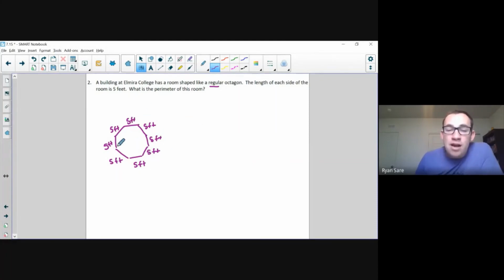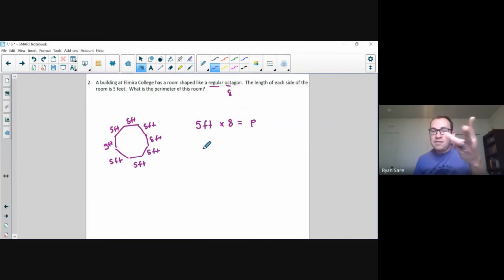So how many sides are there? Well, octagon, oct means 8. So there's 8 sides, and each one is 5 feet. So 5 feet times 8 is going to equal the perimeter of this room. And so 5, 10, 15, 20, 25, 30, 35, 40. Or we can count by 8s. 8, 16, 24, 32, 40. The perimeter is 40 feet.